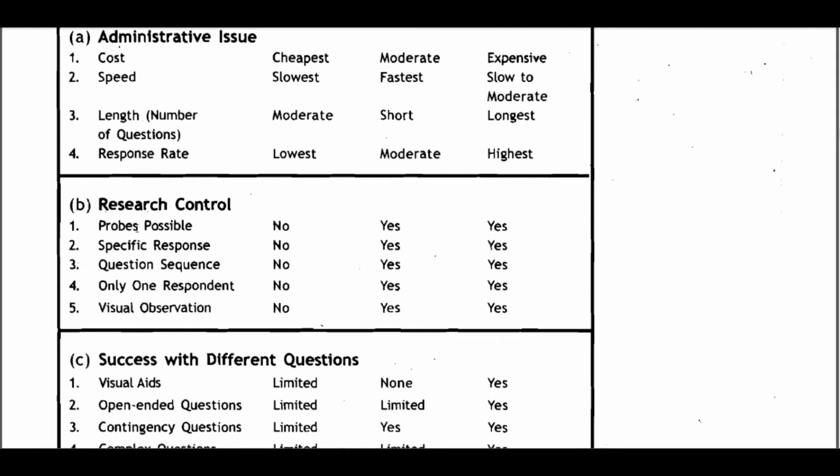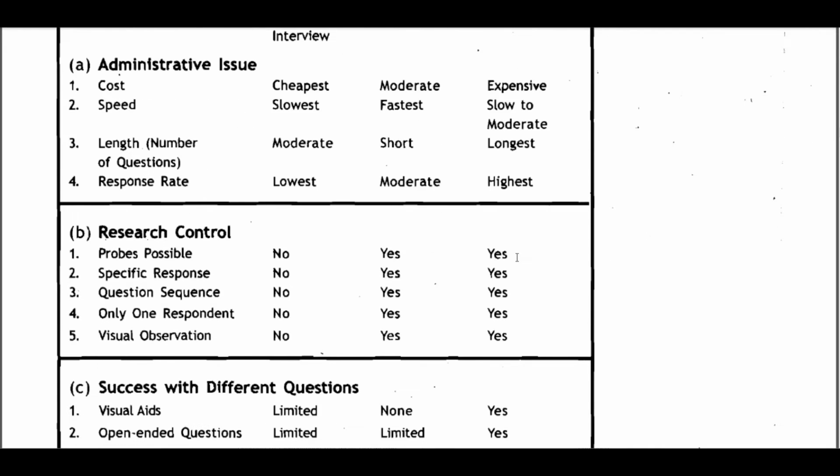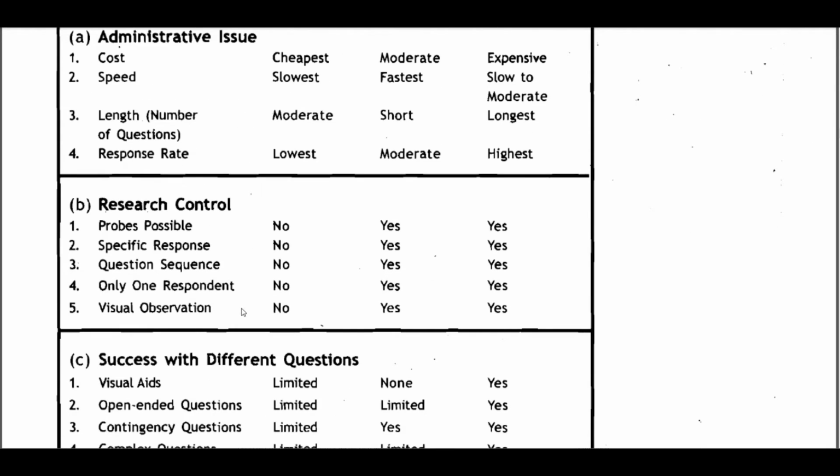On research control, probes are not possible in the questionnaire, but in telephonic and face-to-face interviews they are possible. Specific response is also not possible in the self-administered one, but yes for the other two. Question sequence: we can change the question sequence in telephonic and face-to-face interviews, but not in the questionnaire.